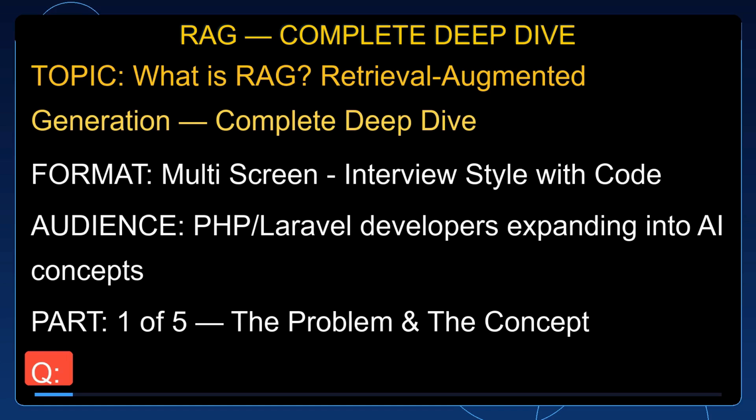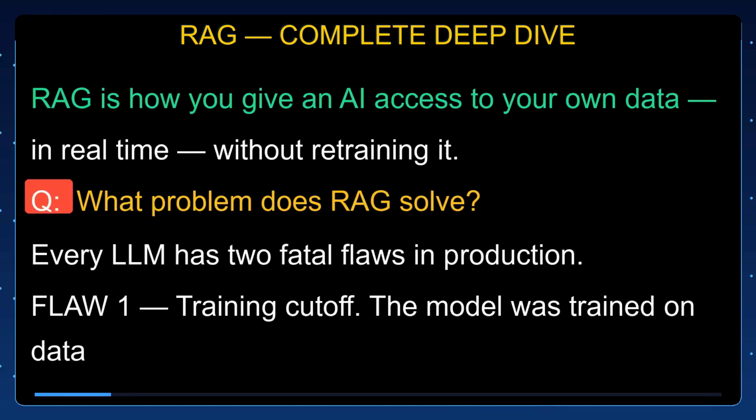Q. What is RAG in one line? RAG is how you give an AI access to your own data in real time, without retraining it. Q. What problem does RAG solve?